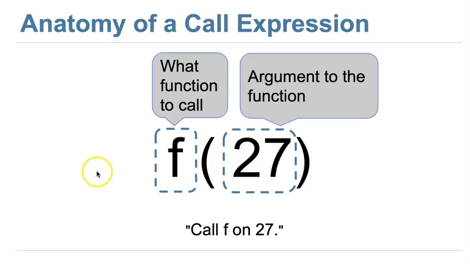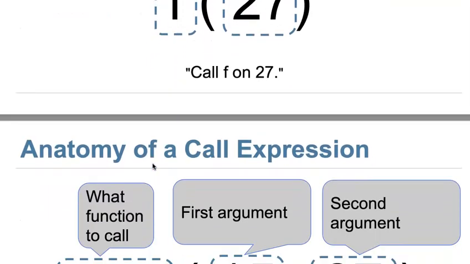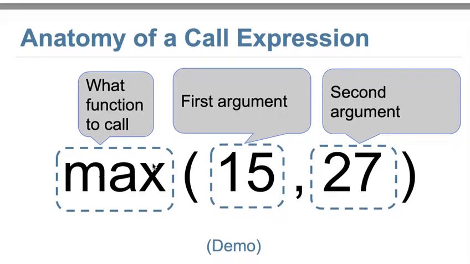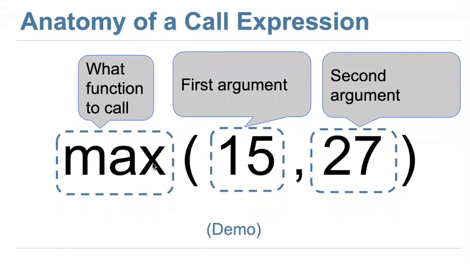A function can have one argument, or more than one argument. We have to use a comma to separate the arguments. So in this example, we have max. Max is a built-in function in Python as well. You can pass in more than one argument, and it will return the greatest value from those arguments. To separate the arguments, we use the comma.